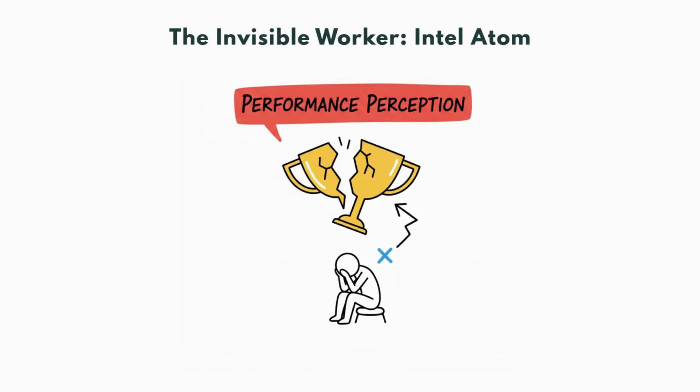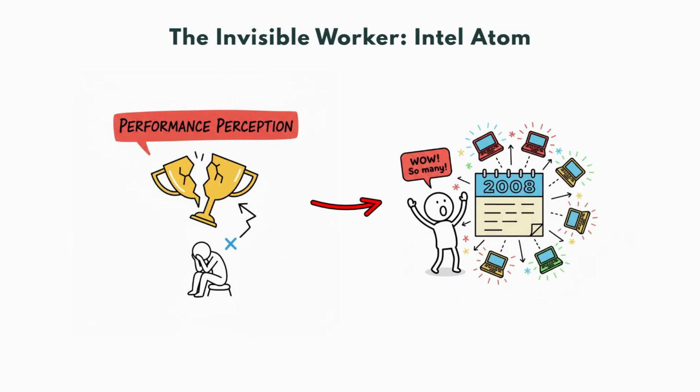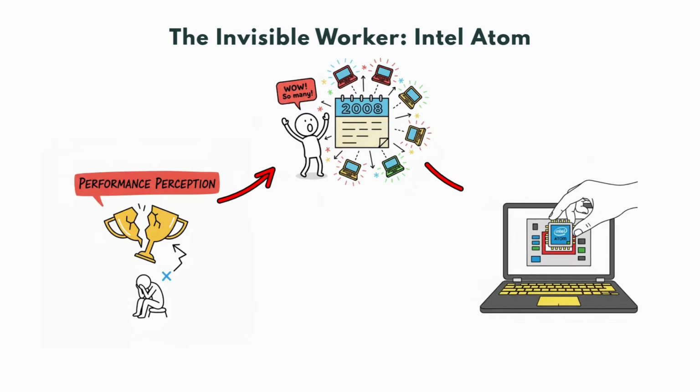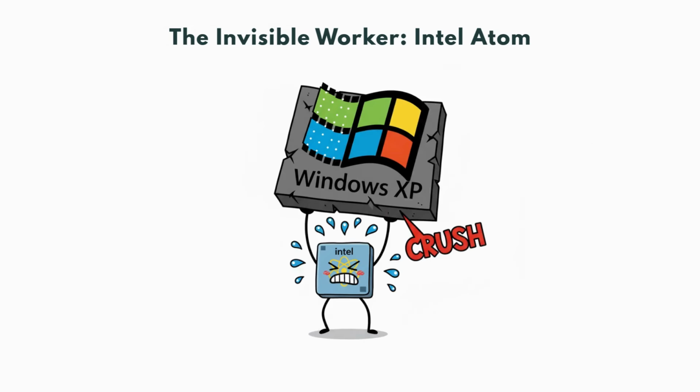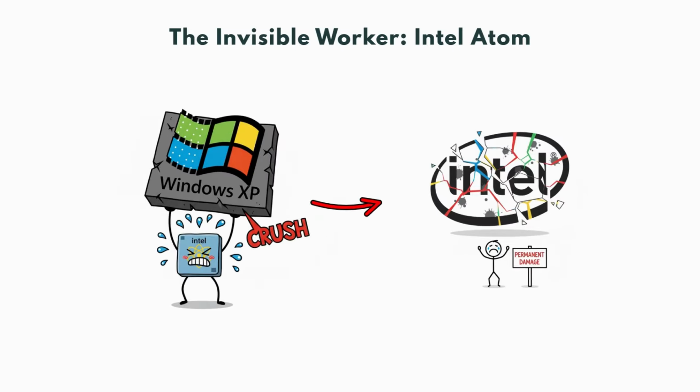The failure is performance perception. In the burgeoning netbook era of 2008, Atom was put into cheap consumer laptops. It was a disaster. The chips were so slow they struggled to run Windows XP, permanently damaging the brand's reputation. Today, Intel keeps Atom hidden in the background of the industrial world.